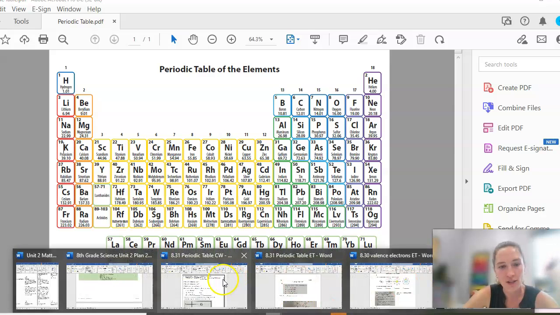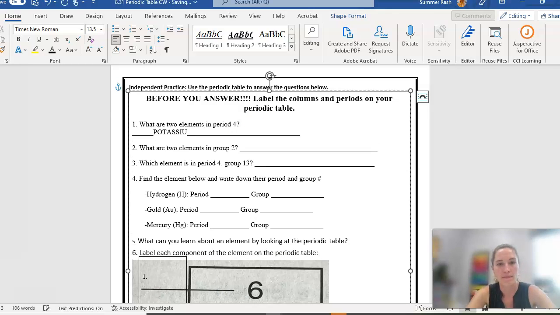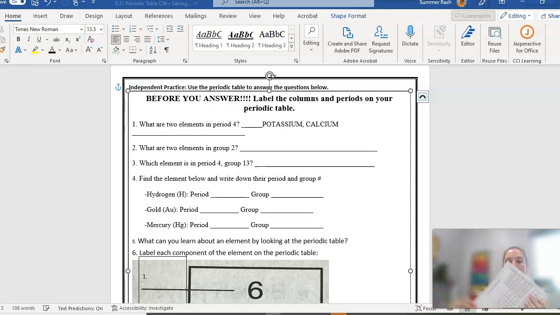So for my answer to this question, what are 2 elements in period 4? I can write potassium. I could write calcium. I could write any of those elements. So if you see me looking down, I'm just looking back at my periodic table to help me out, which is what you guys should be doing as you go through your independent work.